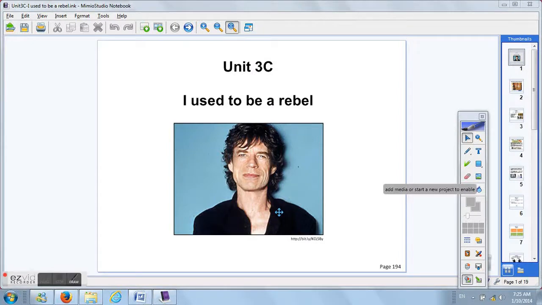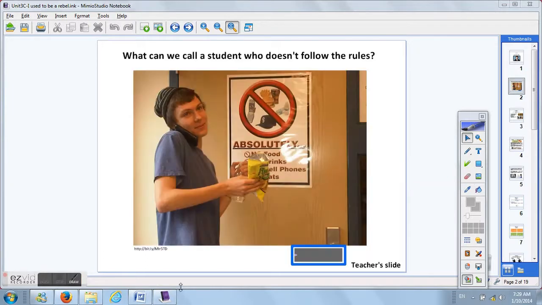Unit 3C, I Used to Be a Rebel. This is Mick Jagger from the famous British band The Rolling Stones. You might know the song Moves Like Jagger. A rebel is someone who doesn't follow the rules.